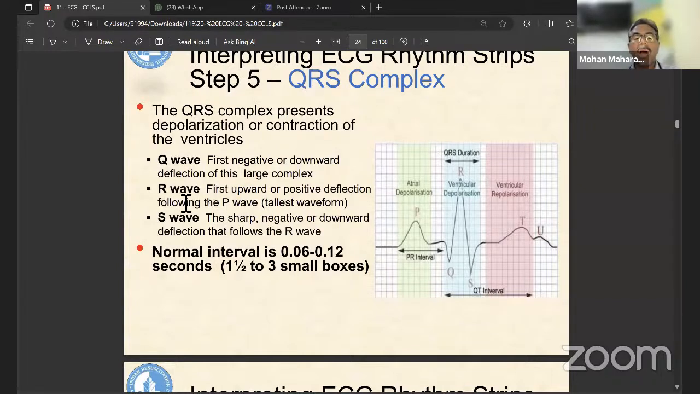So the R wave is the first upward or positive deflection following the P wave, because after the P wave, Q is almost always downwards, and the first upward deflection is nothing but the R wave. It is normally the tallest waveform in the ECG, except sometimes when there is very high potassium, which makes it equal to the T wave. The S wave is the sharp negative or downward deflection that follows the R wave. We will talk about that again later.